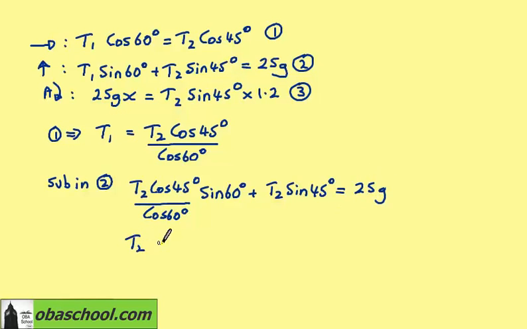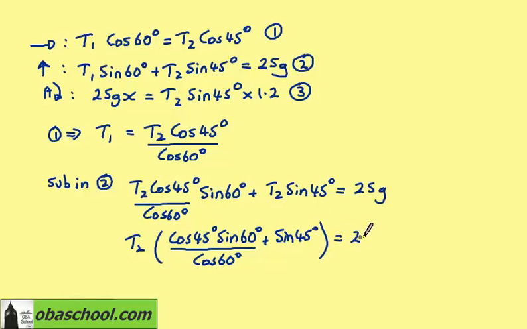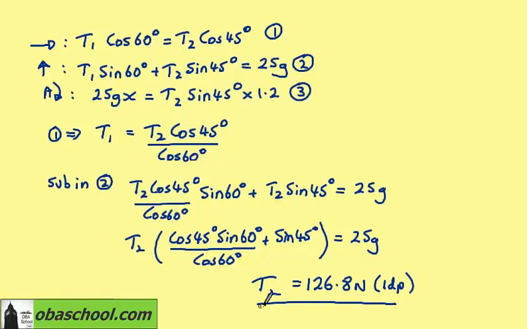We have a common factor of T2 on this side. Open a bracket and we have cos 45 times sin 60 divided by cos 60 plus sin 45 is equal to 25g. T2 then is going to be this divided by the contents of the bracket. And this gives us 126.8 newtons, correct to 1 decimal place.